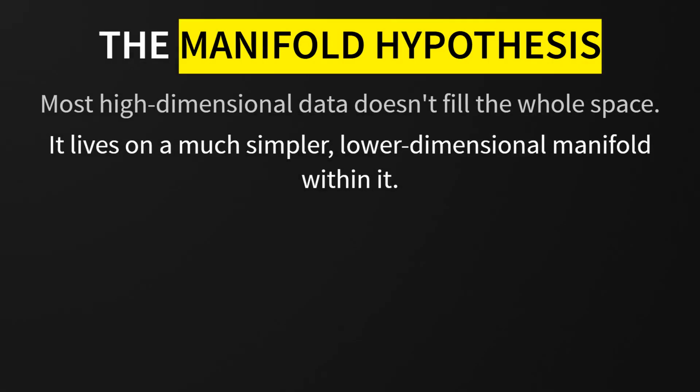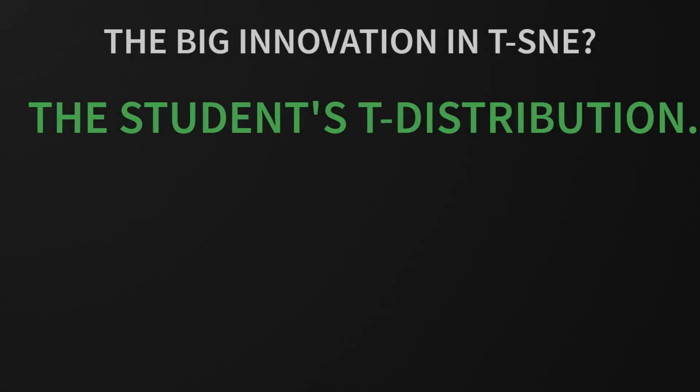This leads to a core idea in machine learning called the manifold hypothesis. It suggests that most real-world data sets, even if they have thousands of features, actually lie on a much simpler, lower-dimensional surface embedded within that high-dimensional space. So, what's the big innovation in t-SNE? It's the switch to a different probability distribution, the Student's t-distribution. This one change is the secret to creating those clean, well-separated clusters everyone wants.